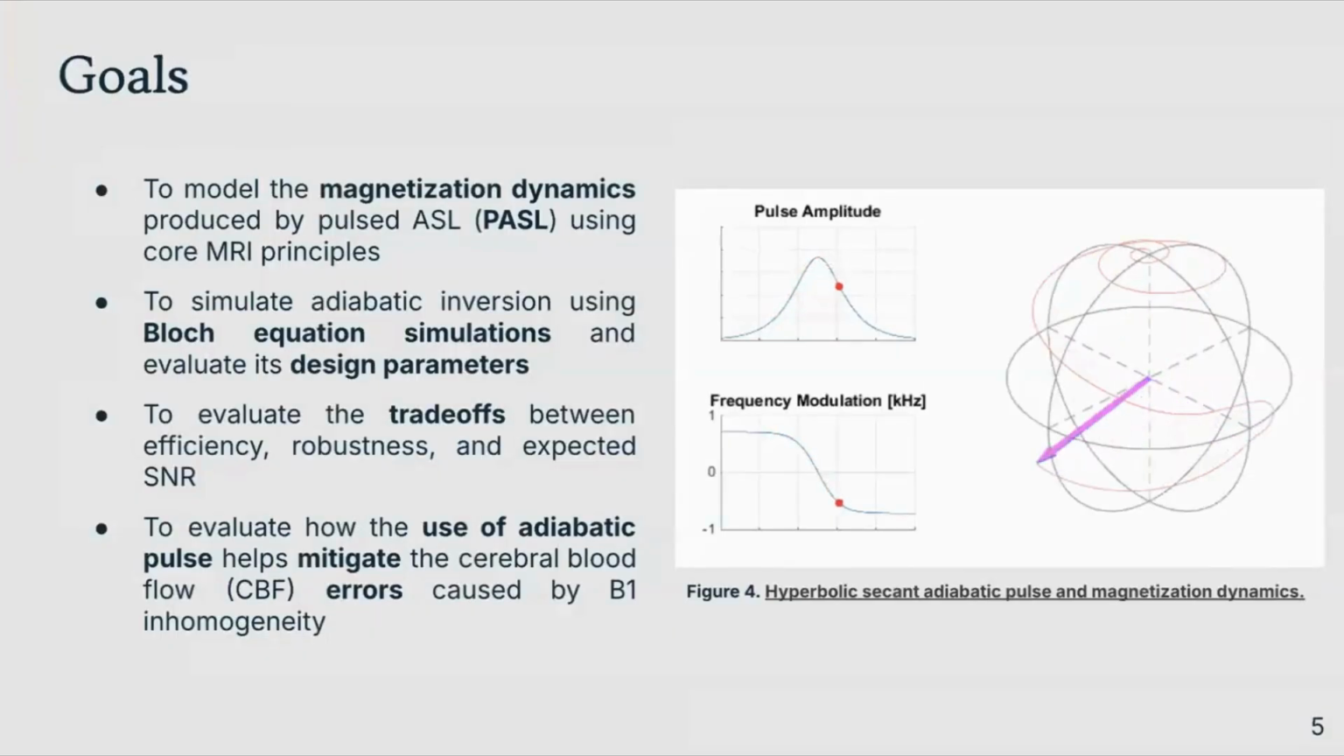First, we want to model the magnetization dynamics in PASL using the same core MRI principles we learned in class. Second, we simulate adiabatic inversion pulses using Bloch equations and perform parametric sweeps over peak B1, pulse duration, and modulation shape. Third, for each pulse design, we evaluate trade-offs between inversion efficiency, robustness, and expected SNR. And finally, we connect this back to physiology by quantifying how adiabatic pulses can mitigate CBF errors caused by B1 inhomogeneity. So the end goal is more reliable perfusion measurements in realistic and imperfect conditions.